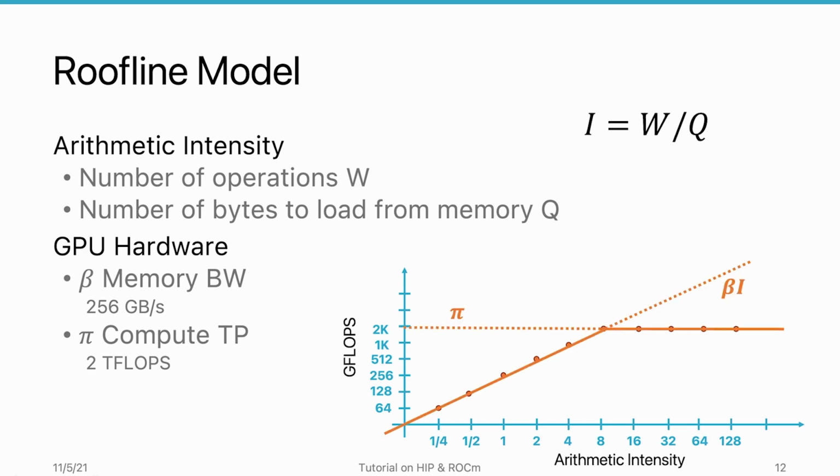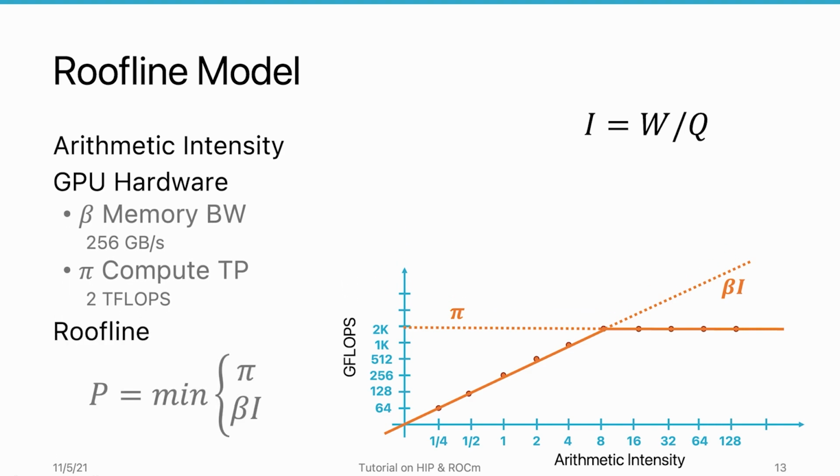We have 2 segments of this curve. For the first segment, we have beta I, which is a slope. The slope beta represents the memory bandwidth. And the second segment is a flat region, with the height equal to pi, which is the theoretical computing throughput. In general, every point on this line is an ideal case. Only the most ideal workloads can achieve this line. Most workloads will fall below it. So we can represent the roofline by this expression: the roofline value P equals the minimum of pi and beta I.